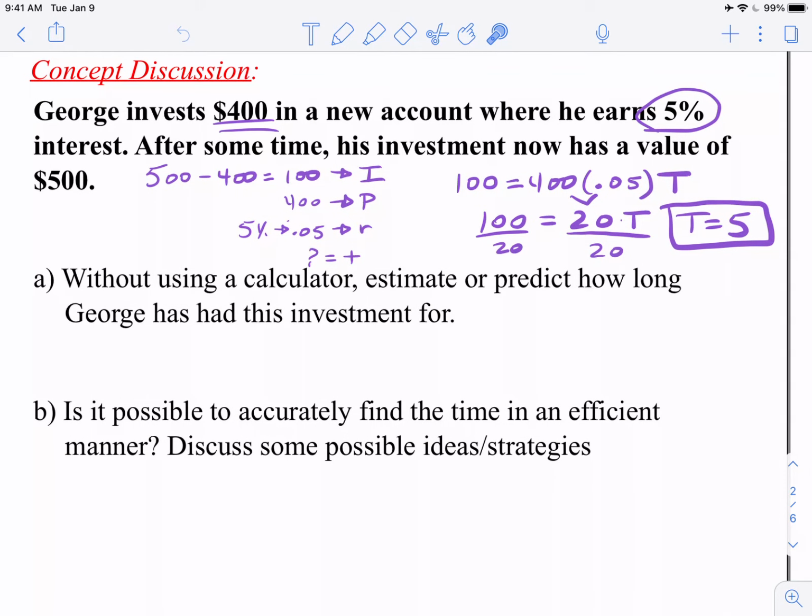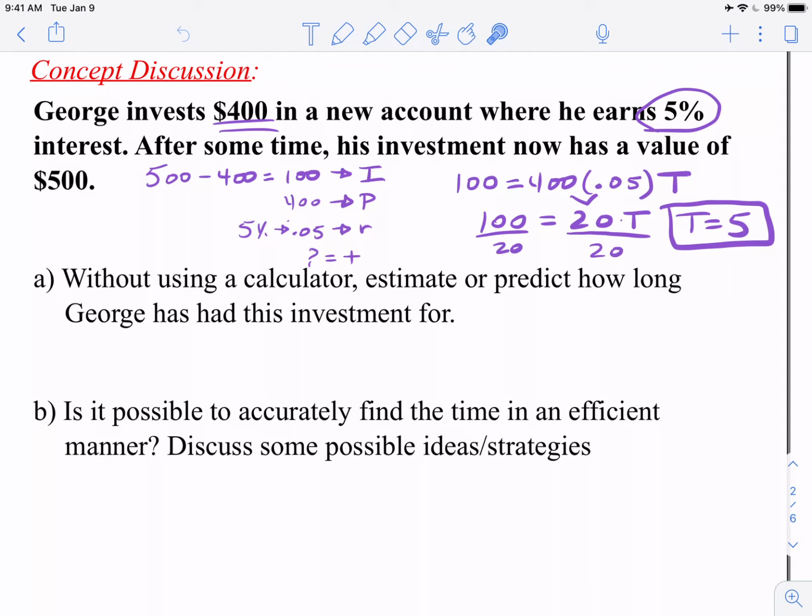It says George invests $400 in a new account where he earns 5% interest. After some time, his investment now has a value of $500. So the first thing I did here was I subtracted 500 minus 400. Why did I do that? That's going to tell me how much interest he made.